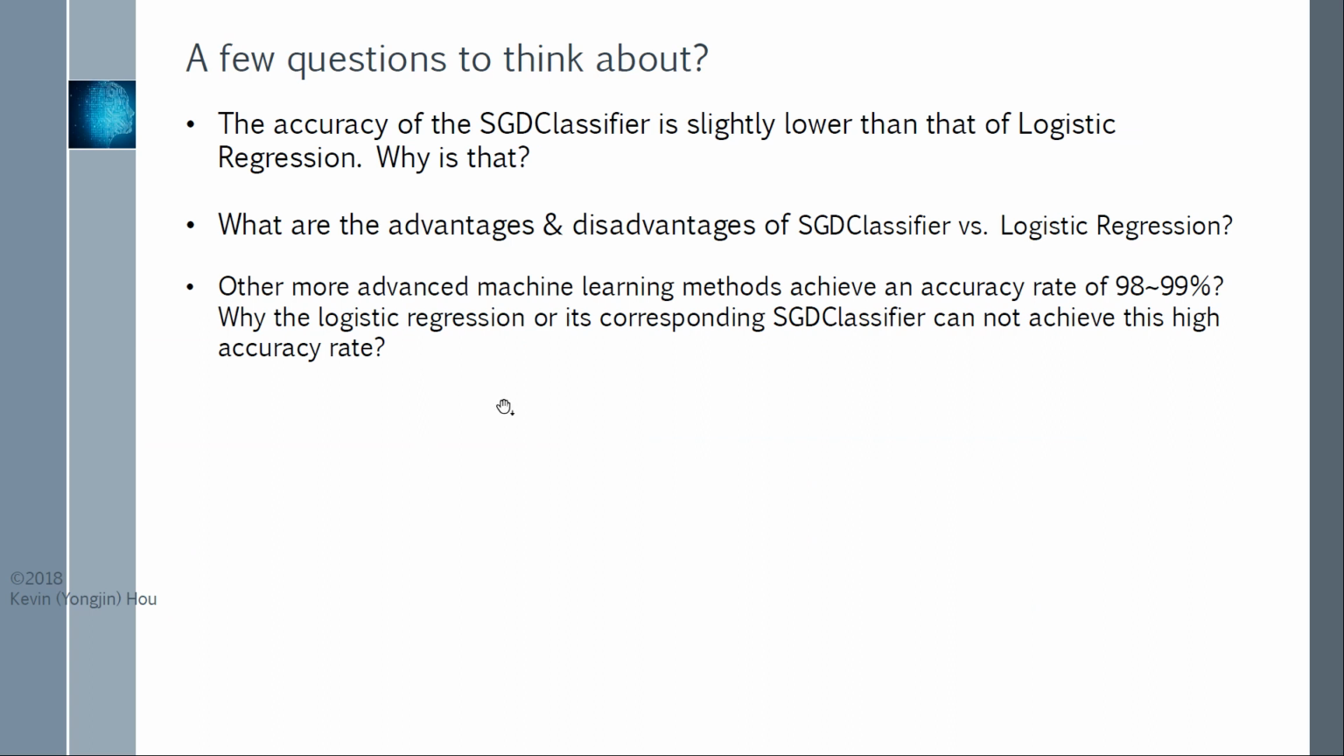Later in this course, we're also going to learn some more advanced machine learning methods. With those methods, we can easily achieve an accuracy rate of 98 or 99% on the same digit recognition problem. So why are they much better than the logistic regression approach? Well, think about this.